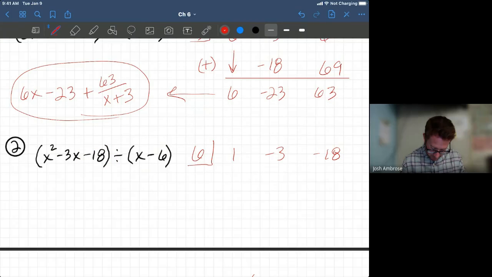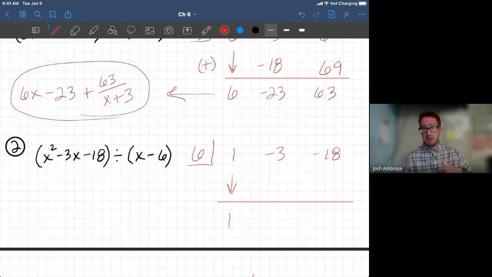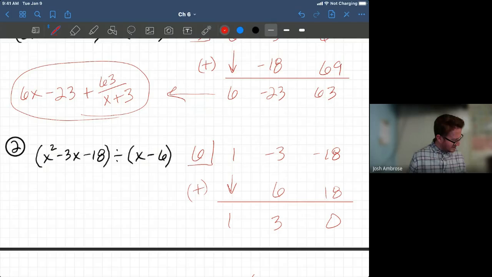Okay, let's do our line. And then the 1, whatever that first one is, it just goes straight down. 6 times 1 is 6. Don't forget, we are using addition for this. So a -3 plus 6, giving us positive 3. 6 times 3, giving us 18. And that one working out perfectly with a remainder of 0.